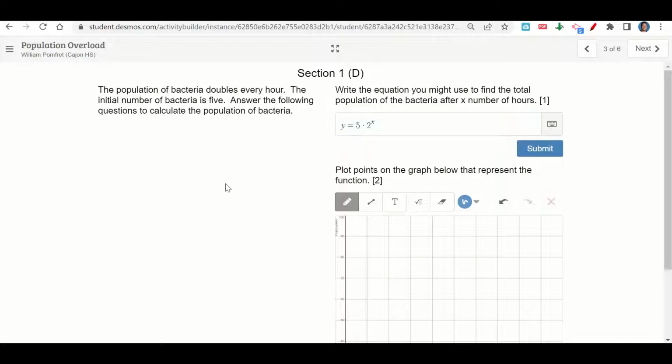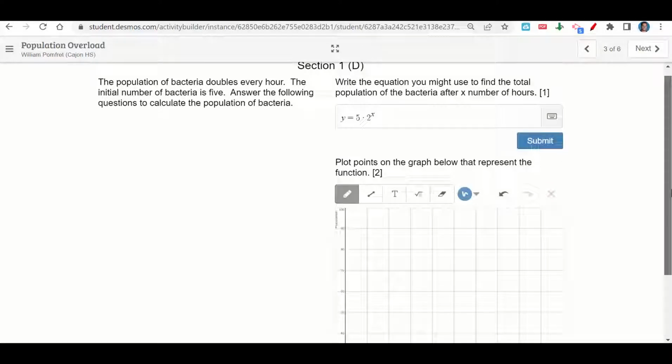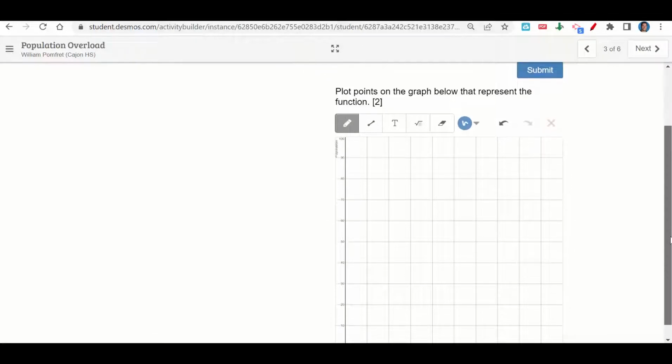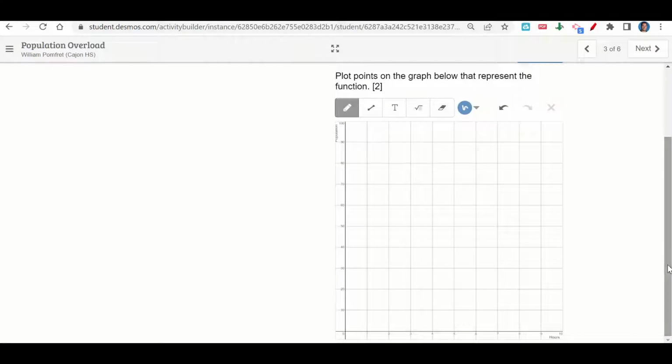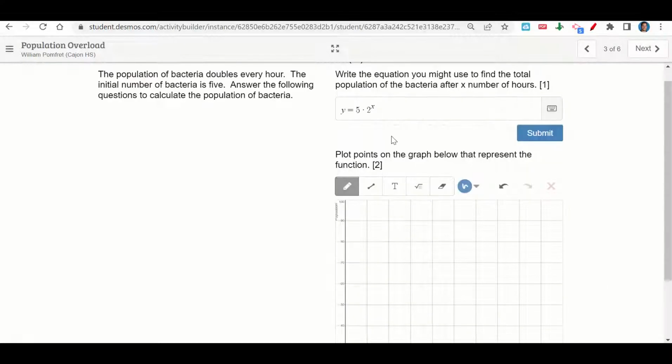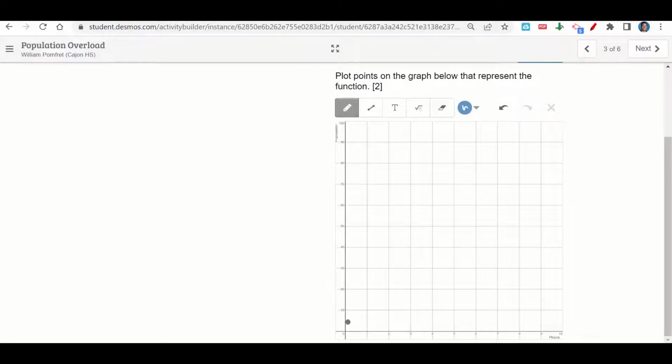So we should end up with an equation of y equals 5 times 2 to the x. Now, we're going to go ahead and plot these points. So the first one is at 1 hour. So at 1 hour, 2 to the first power is 2, times 5 is 10. So at hour 1, we're at 10.